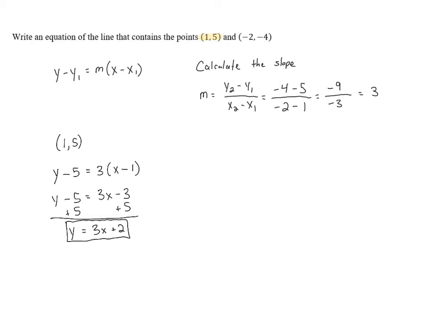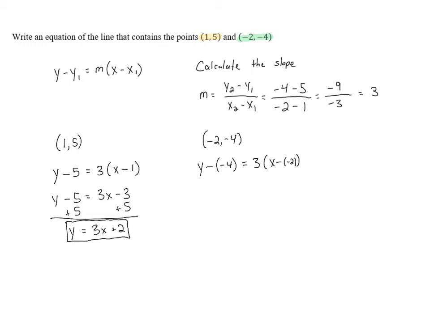Now let's do it again, but this time let's use the second point, (-2, -4). All right, so we've got y minus y1, which in this case is -4, equals m, still 3, times x minus x1, -2.